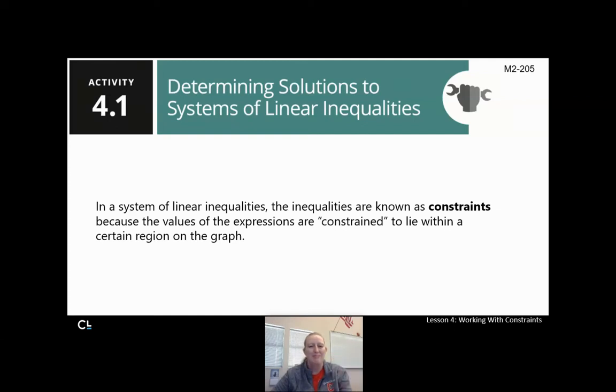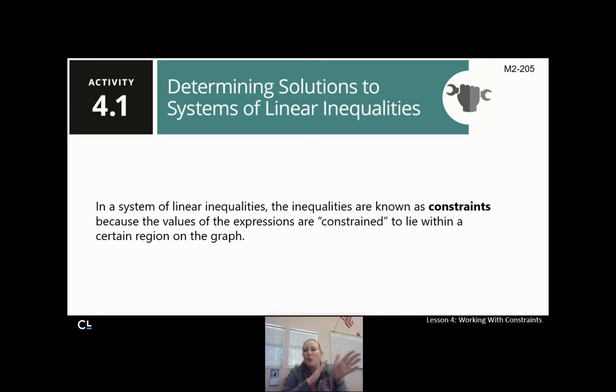Hello, Integrated Math 1. Welcome to lesson 2.3.4. We're playing around with systems of linear inequalities now, right? So we're doing activities 4.1 and 4.2 today, which means we're starting off on page M2-205 in your workbook. We're picking up right where your getting started activity left off.